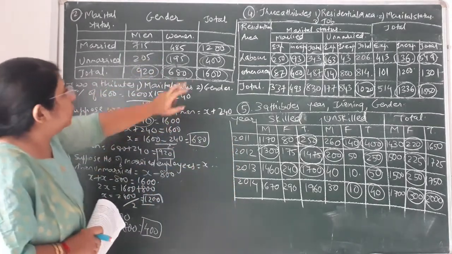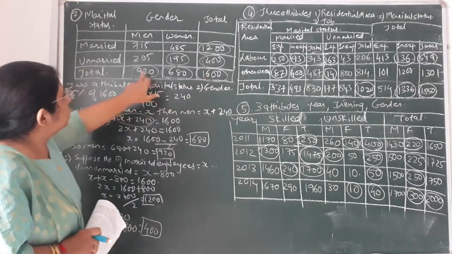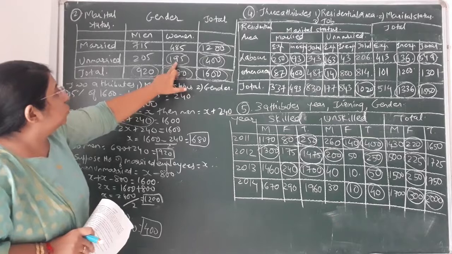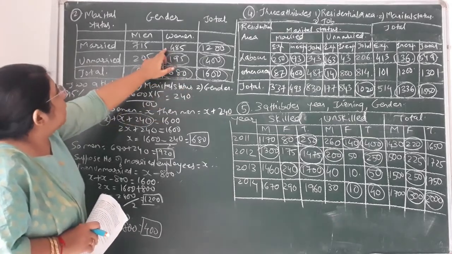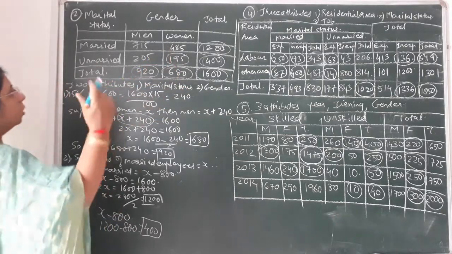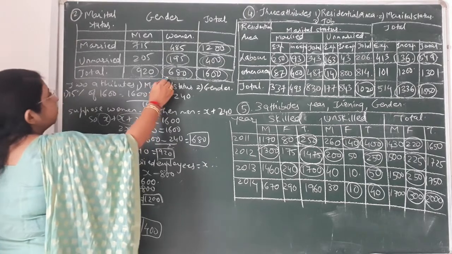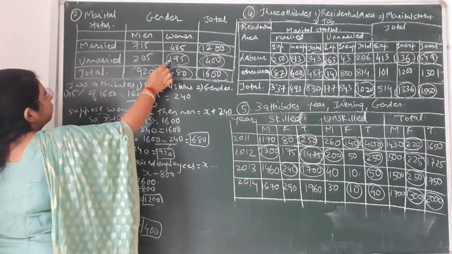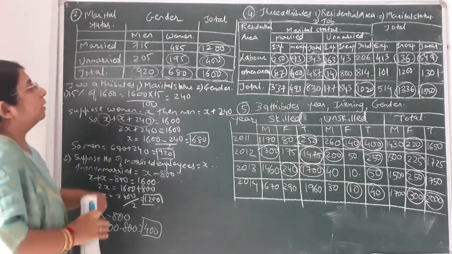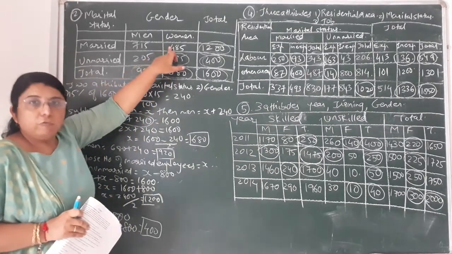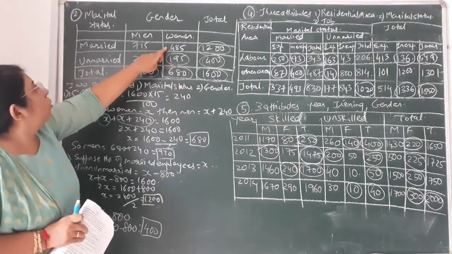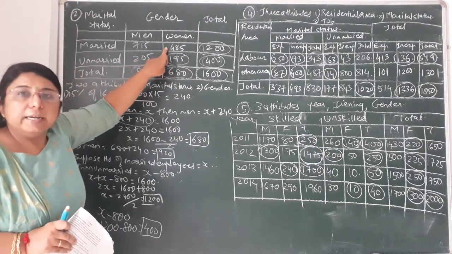Now we'll find the remaining data. We already found these 3 values, and these 2 values also we have found out. This is already given in the question. Now to find the married women, how to find it out? You will see this is the total number of women. From that you will subtract 195, that is unmarried, so you will get the number of married women. So 680 minus 195, you will get the value of married women, that is 485.